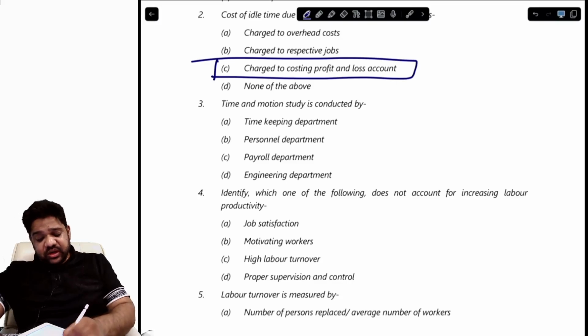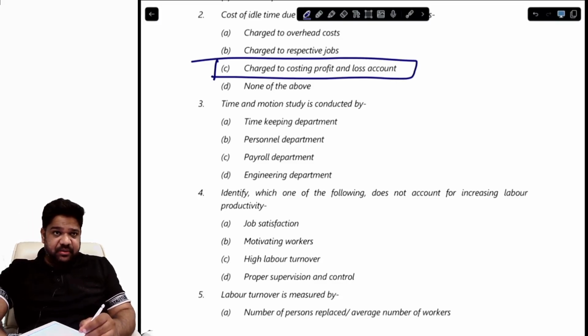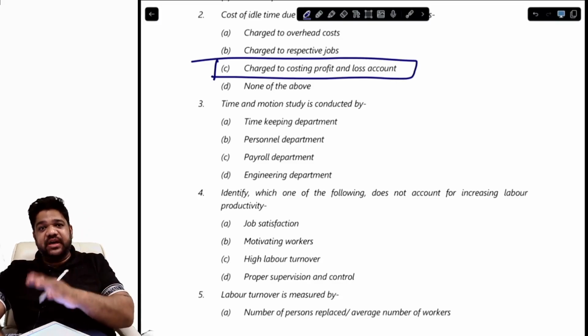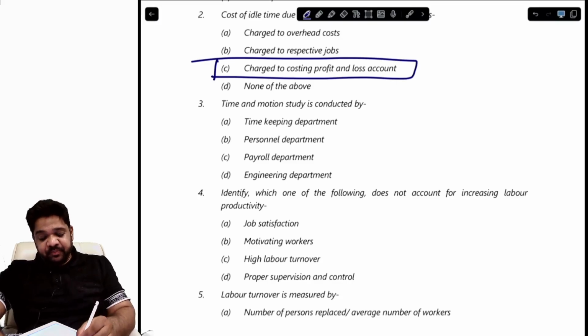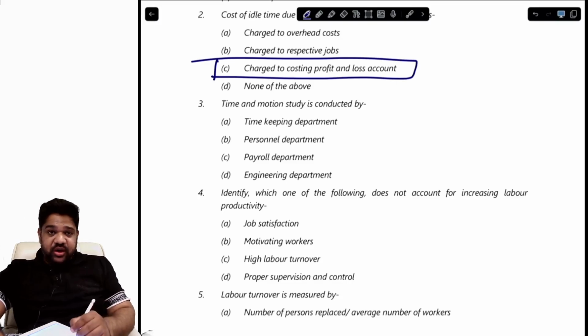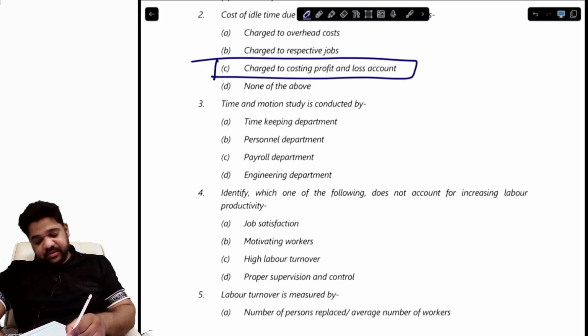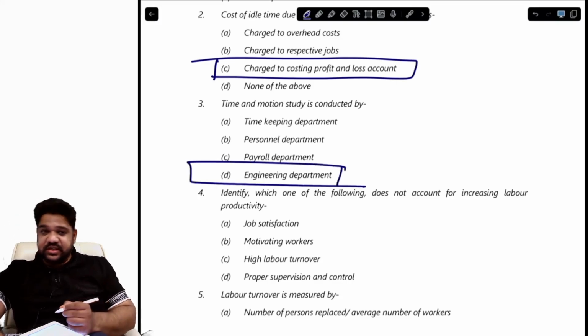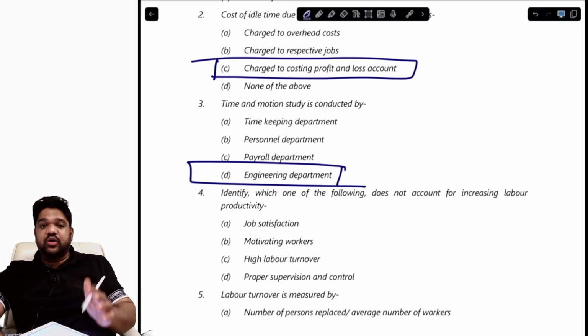Now, this study is conducted by which department? Who's the timekeeping department? The one who records your attendance. Time in and time out is the timekeeping department. Personnel department is the one who is hiring you. Payroll department is the one who's paying you. Engineering department, yes. The answer is engineering department. They're the ones who look after all of this.